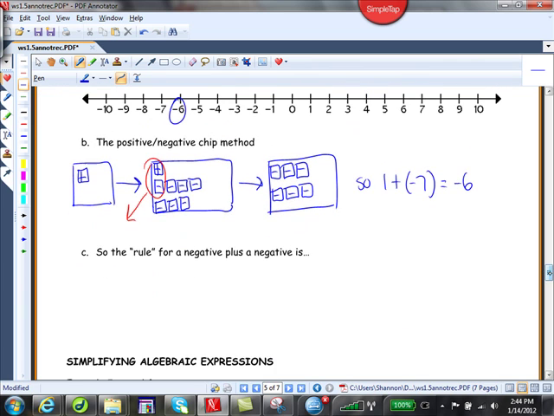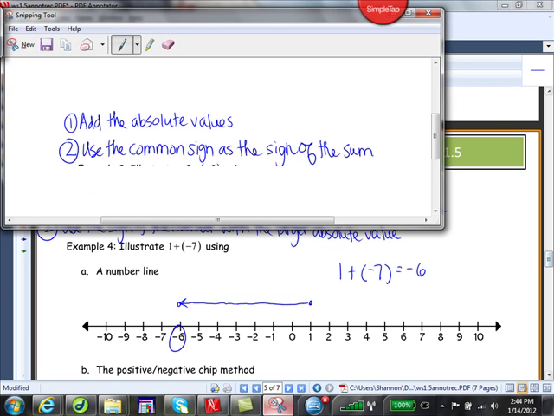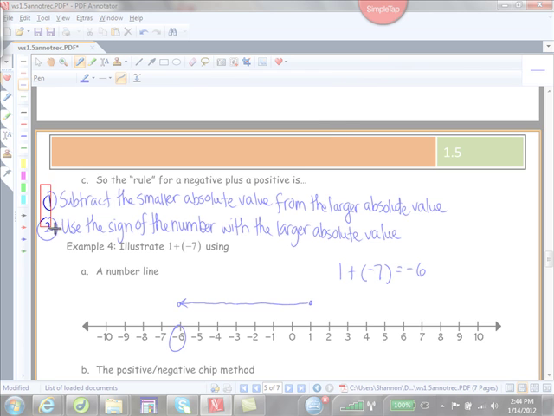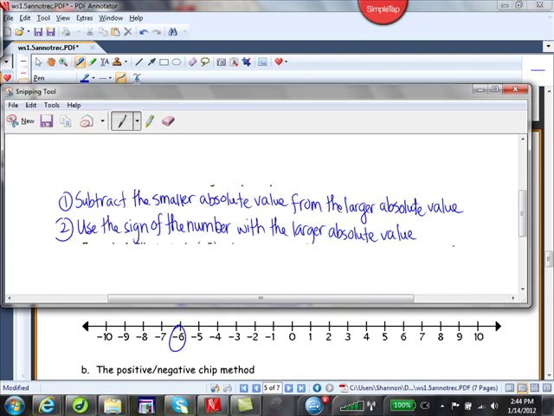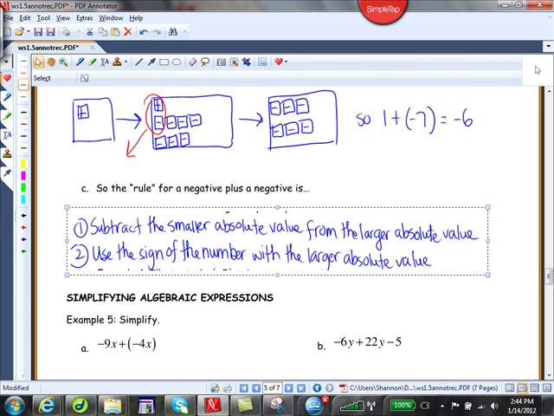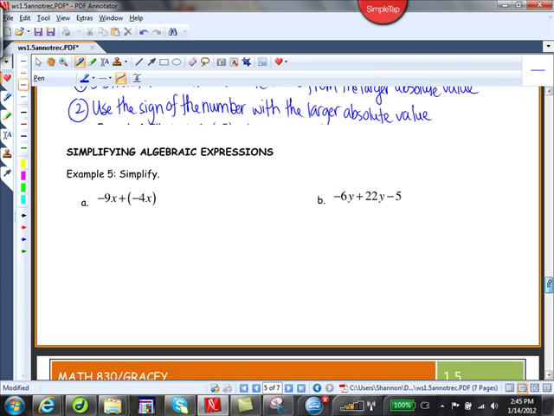So what's the rule then? You guys see, it's the same darn rule as we found from this one. So let's go ahead and just copy this, and we'll go ahead and paste it in here. Okay, so let's check these problems out.